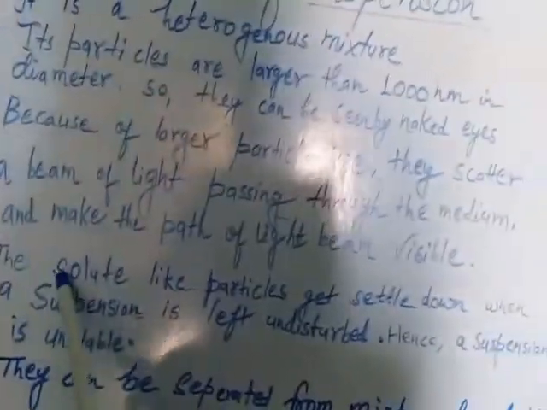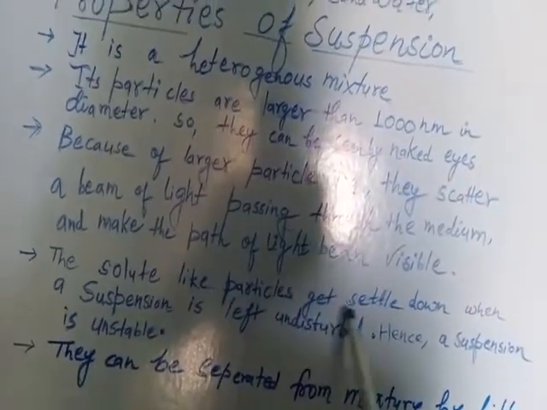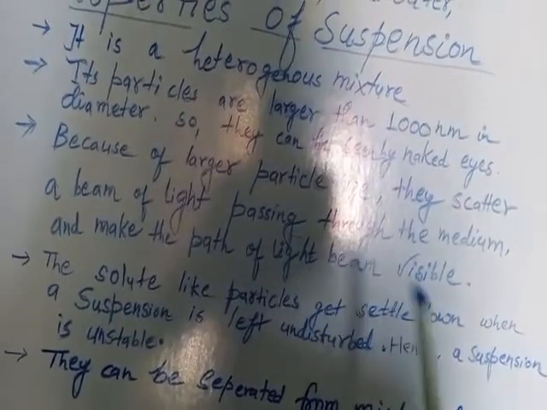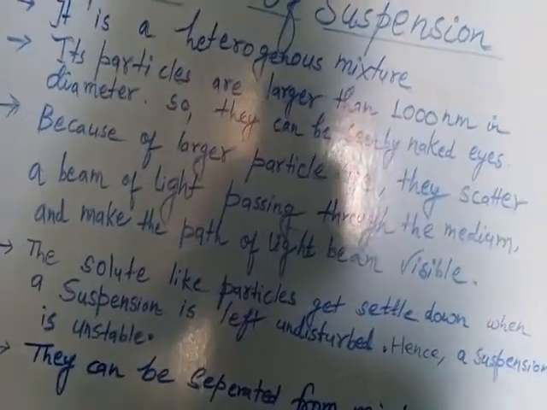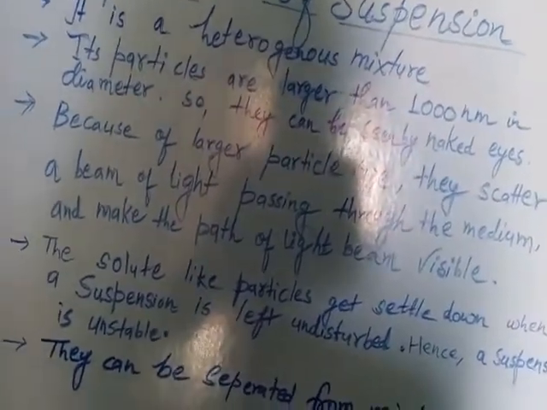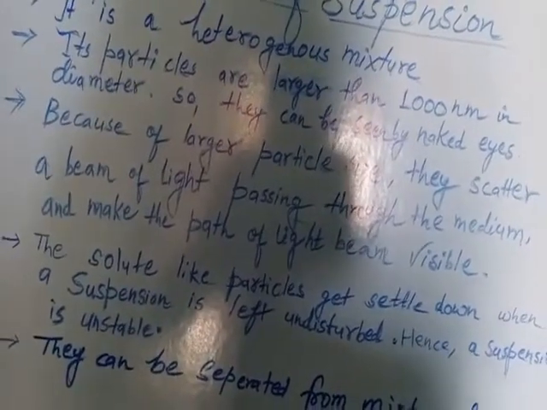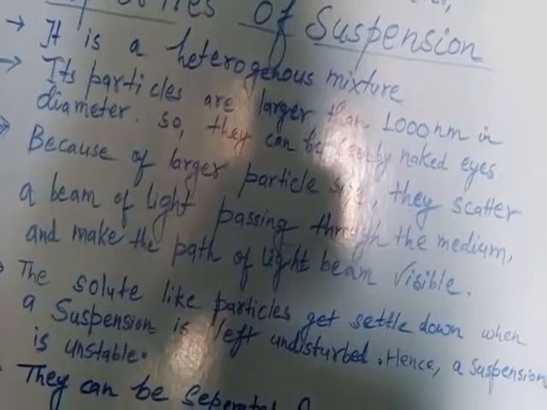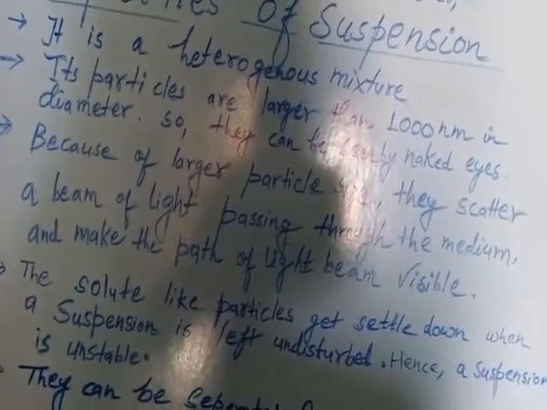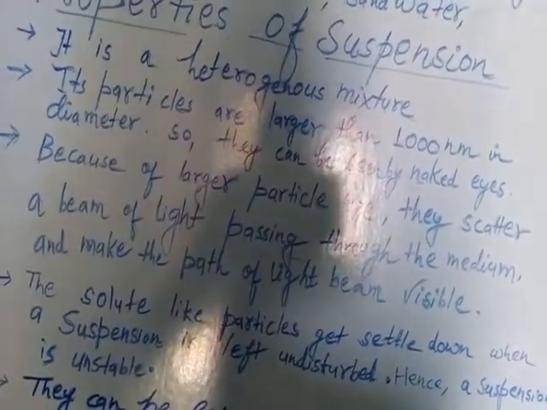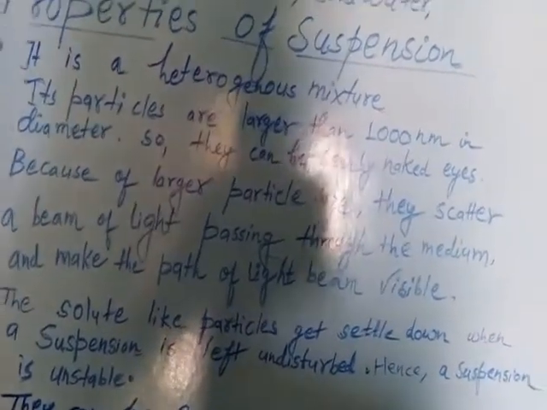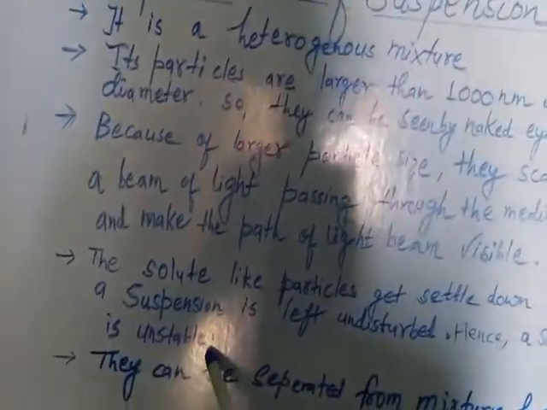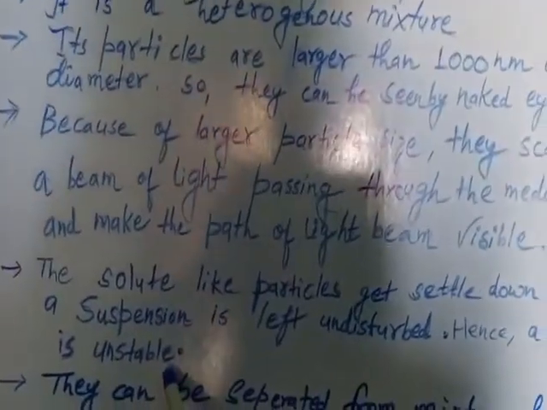Then the fourth property is that the solute-like particles get settled down when a suspension is left undisturbed. Because the mixture's constituent particles are not mixed uniformly or homogeneously, when we keep the suspension undisturbed for some time, you can see the solute-like particles settle down at the bottom of the vessel. That is why a suspension is unstable.